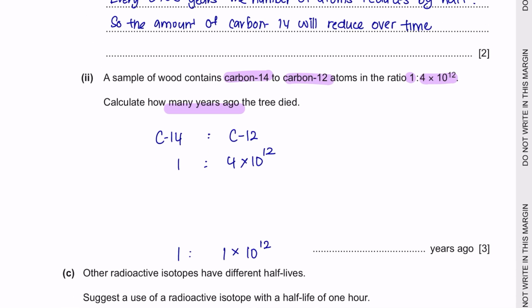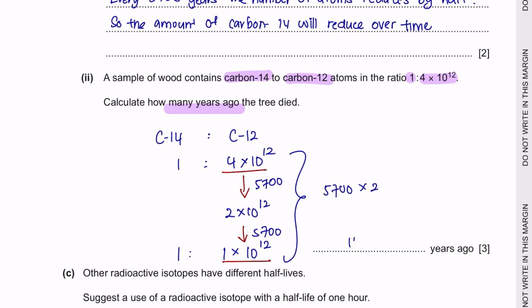So let's find out how many times it has reduced from here to become this. When it becomes half, it reduces to 2 times 10 to the power of 12, and another half reduces to 1 times 10 to the power of 12. So each time it gets half, the time taken is 5,700 years. So the total time taken here is 11,400 years ago.